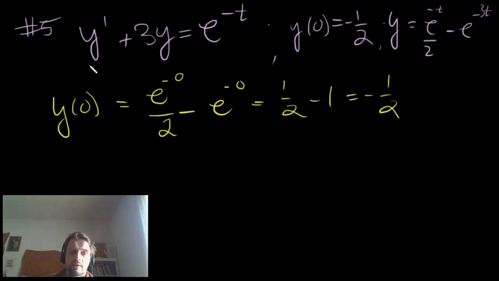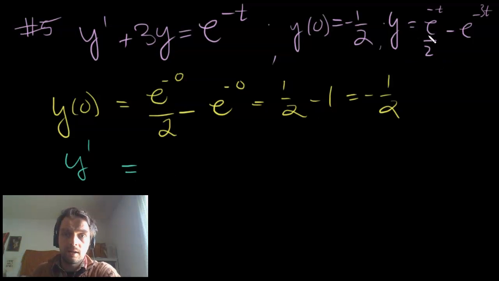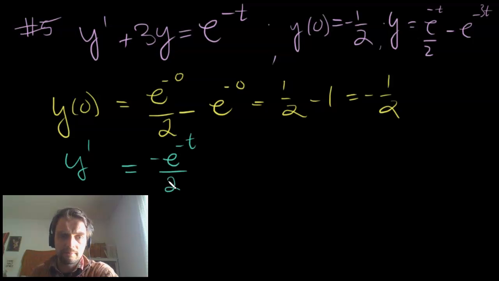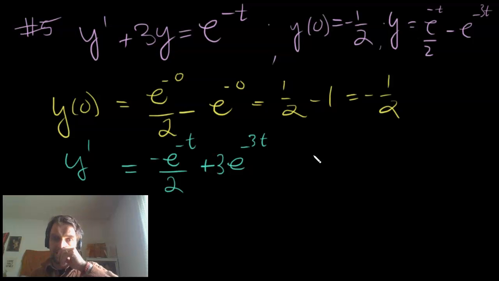Now we want to make sure it satisfies the equation. So we need to, first and foremost, take a derivative with respect to t. So y prime would be, looking at the first term of this equation, the derivative of e to the negative t is just e to the negative t with a negative in front, divided by 2, minus, so e to the negative 3t, but we have a negative 3 that comes down, right, using the chain rule, so that turns into plus 3.